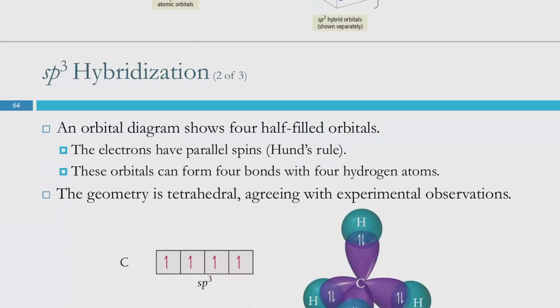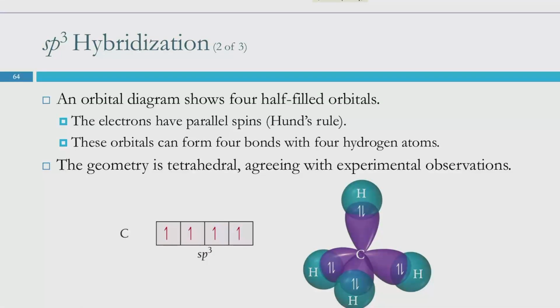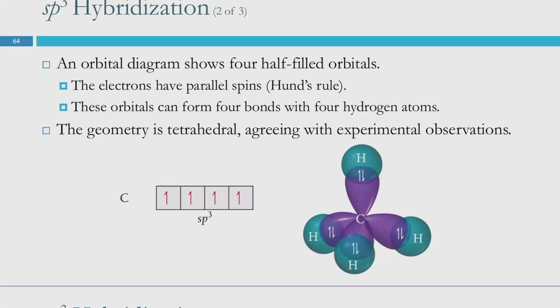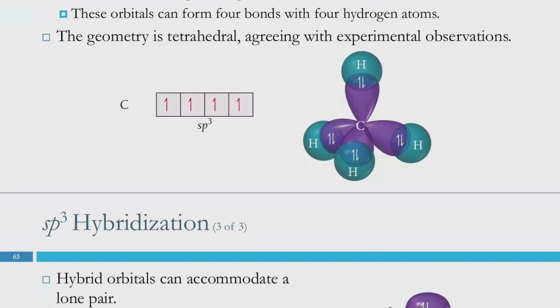Our orbital diagram shows that we've got our 4 half-filled orbitals. They've got parallel spins. They're degenerate. They're the same energy level, and so they're all going to be singly unpaired first, and then if we had more, then we could pair them up. And we've got 4 of them. So with our valence bond theory, 4 half-filled orbitals can bond with 4 half-filled atomic orbitals.